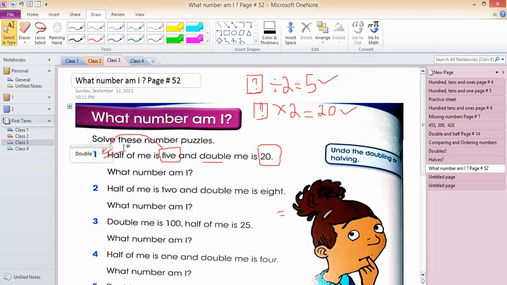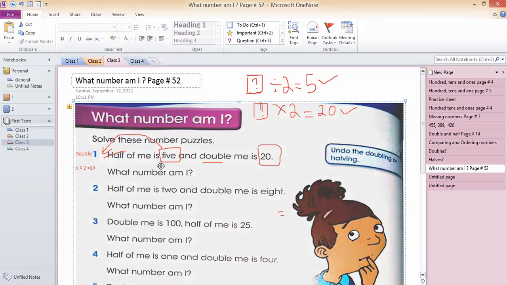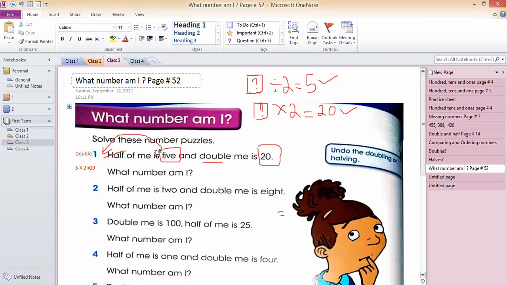When you find the double of 5, that means 5 multiplied by 2. 5 multiplied by 2 equals 10. That means 10 is the number. If you find the half of 10, you will get 5, as 10 divided by 2 equals 5. And if you find the double of 10, you will get 20. 10 multiplied by 2 will give you 20.